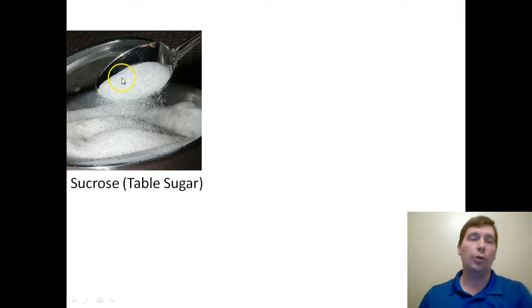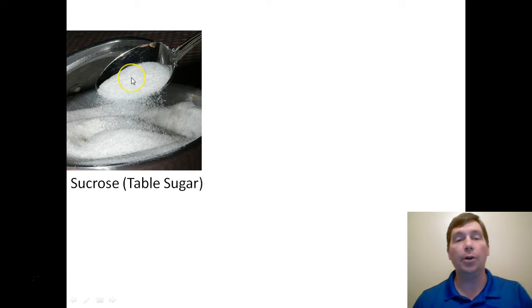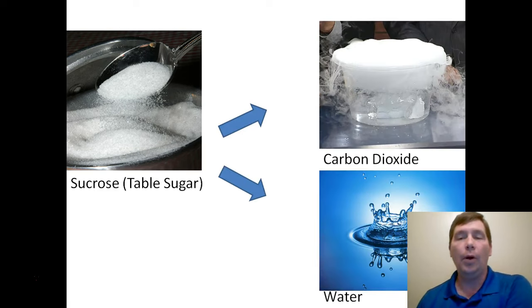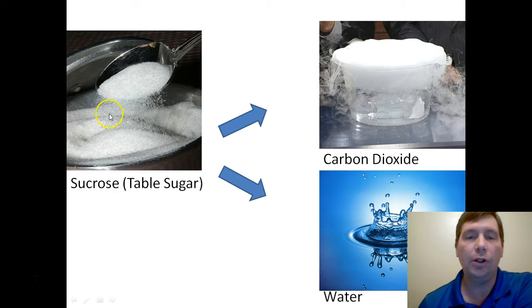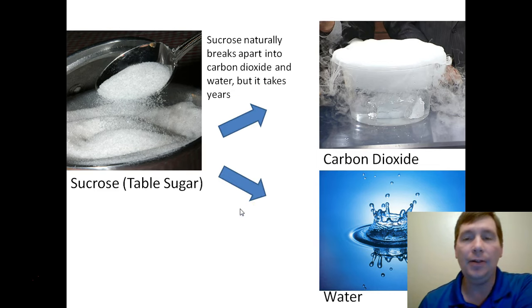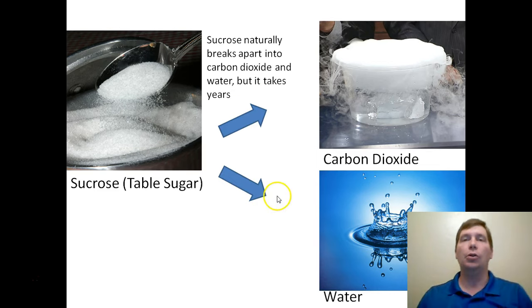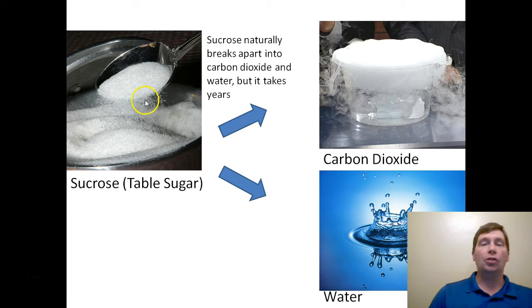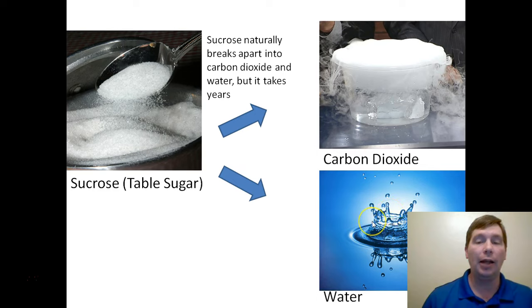This is sucrose. This is table sugar. This is the stuff that you put on your cereal in the morning. Now, sucrose is made out of carbon, hydrogen, and oxygen. Now, what happens is sucrose can be broken apart into carbon dioxide and water. You can take some sugar and break it apart and make carbon dioxide gas and water. Now, this naturally happens. If you have a bag of sugar and you leave it out, it'll slowly break apart, making carbon dioxide gas and water.